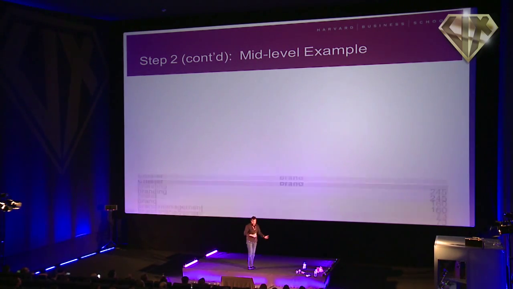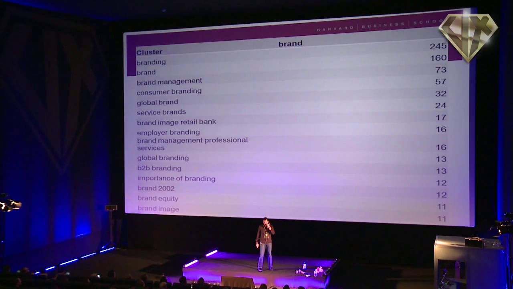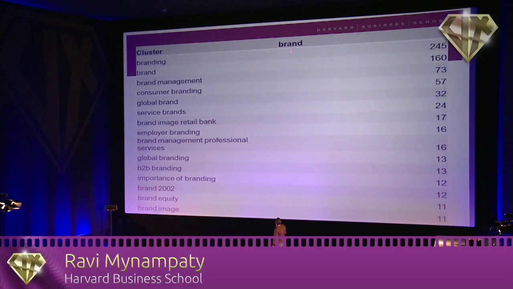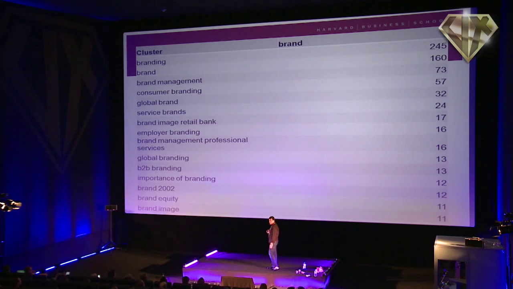Let's look at a mid-level example now. This is for the cluster brand. This is the word brand up here, and that's the name of the cluster. All these terms here can be collapsed into the word brand. This is a mid-level clustering. And again, this is sorted by frequency descending.